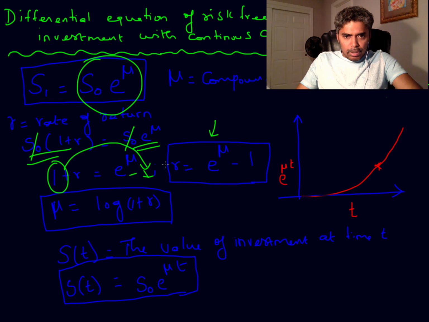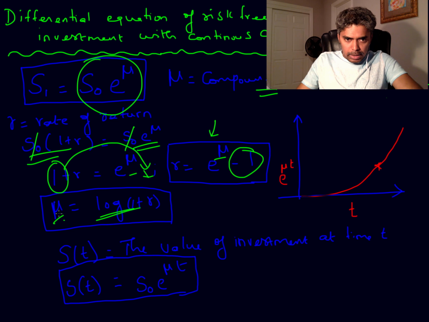At the same time, if you want to find the compound rate in terms of R, then we can take 1 plus R equal to e to the power mu. If you take log on both sides, this becomes mu, and then it is log of 1 plus R. That is the compound rate in terms of rate of return.